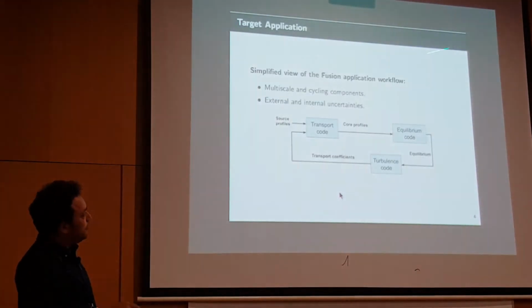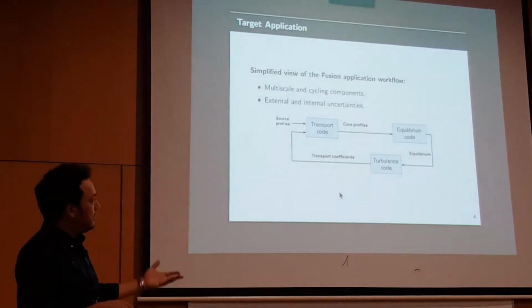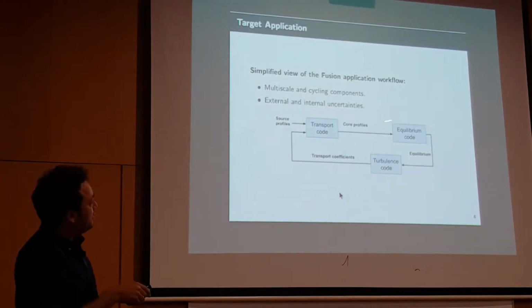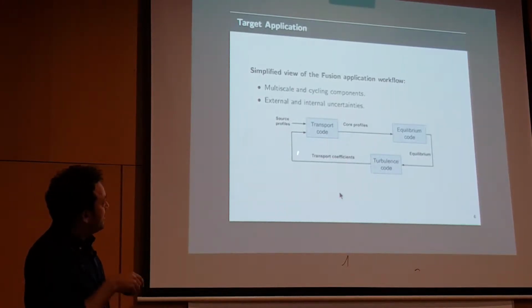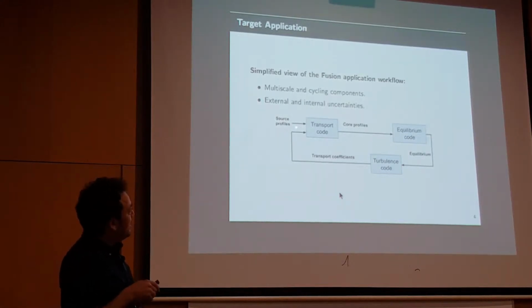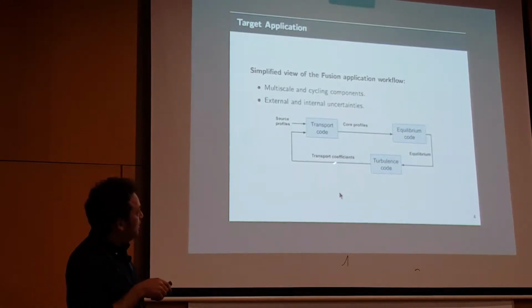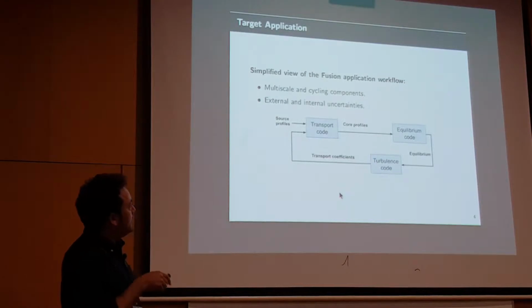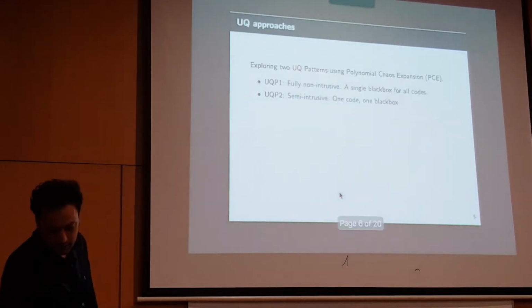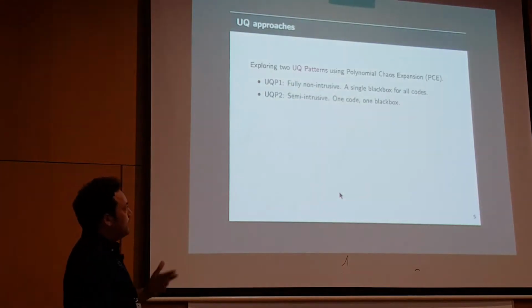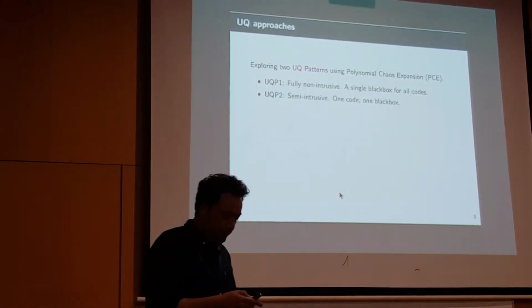So the simplified model that we will start with is this one. We are using the three codes: transport, equilibrium, and turbulence. As you saw, it's cycling. We have a multi-scale and cycling component, and we have the uncertainties here in the source and in the turbulence code. So we have external and internal uncertainties.